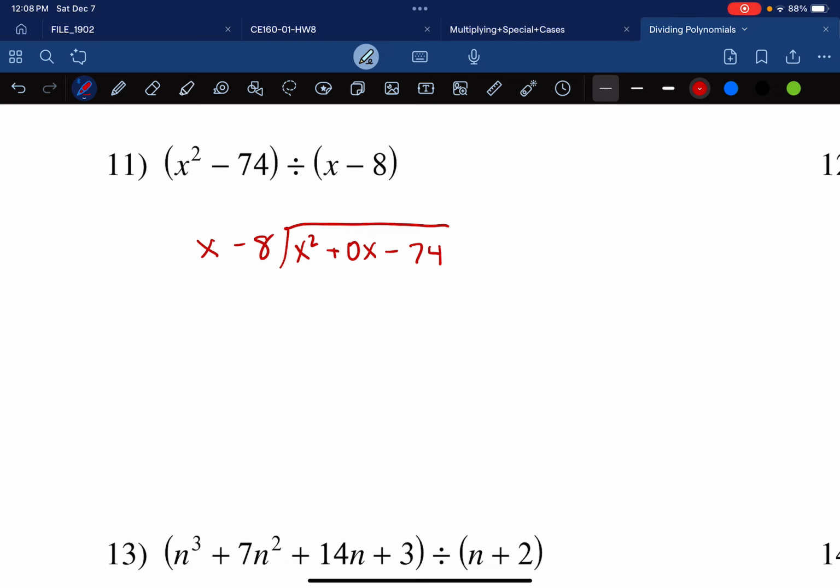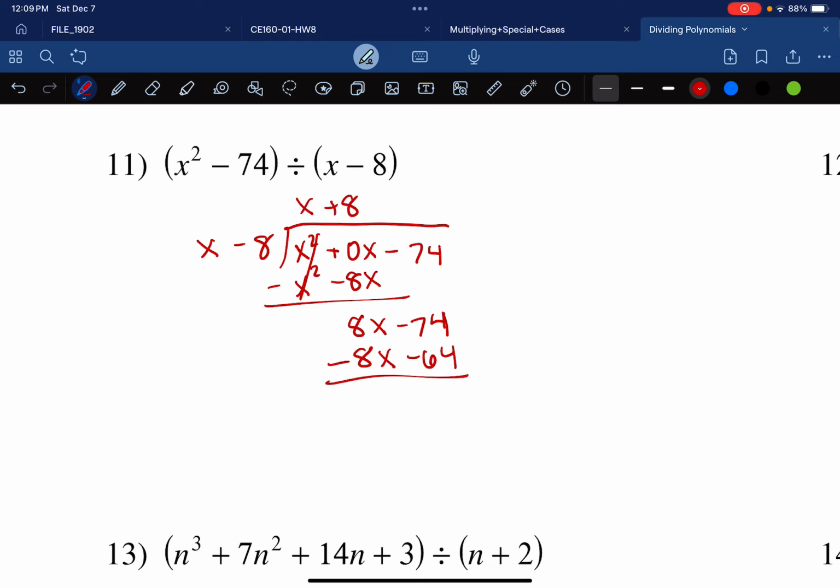So x goes into x squared, x times x is x squared, x times negative 8 is negative 8x. So we needed this 0x so that we could add or subtract our x value. So when these subtract, we are adding this, and then we have 74. So now we're good. So then plus 8 times x is going to give us our 8x. 8 times negative 8 is going to give us our negative 64. And when we subtract that, we are going to get a negative 10 value left over.